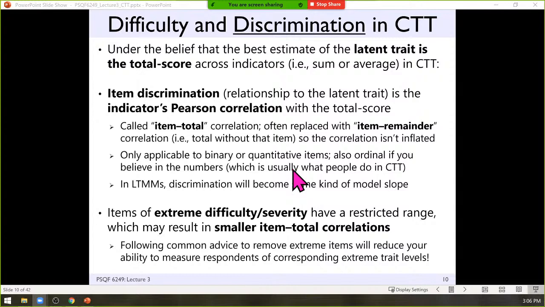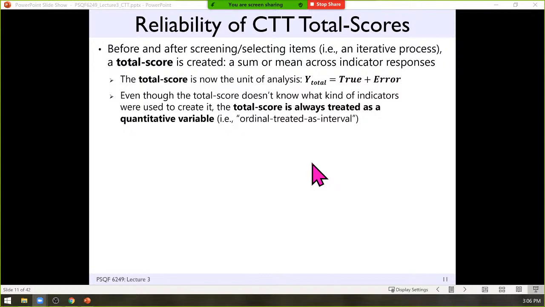Just keep in mind that when you're looking at the correlations, if you have a very low correlation, that could be because of range restriction, if it has an extreme level of difficulty, in which case you might want to keep that item because it's going to measure people of corresponding extreme trait levels. So we'll talk more about that in the world of IRT, which people use to create short forms and whatnot, to choose items.